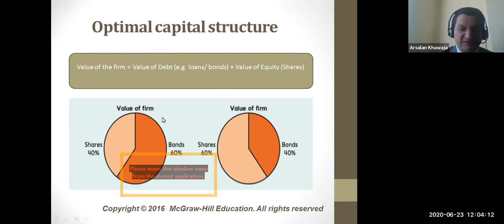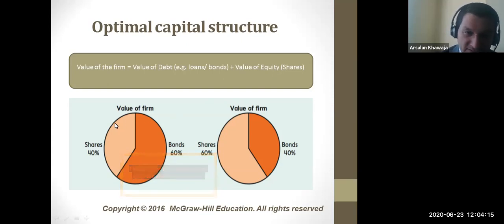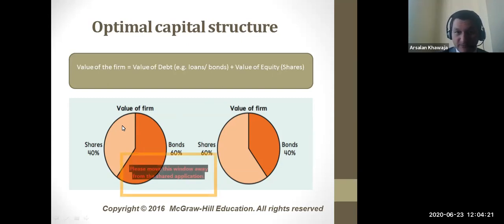Now, the question which arises is what proportion of debt and what proportion of equity you intend to use. In this first pie chart, you can see a debt to equity of 60 to 40, which means 60% debt, 40% equity. In the second pie chart, the debt to equity is 40 to 60. So how do we take this decision? That is the important thing.